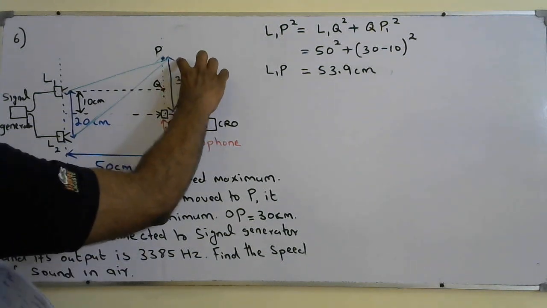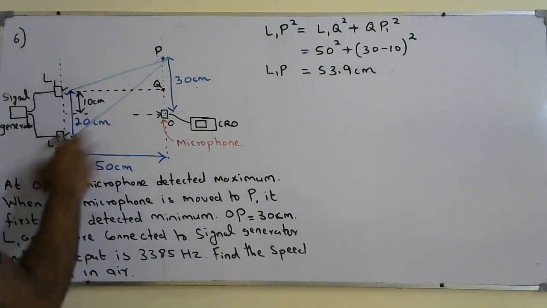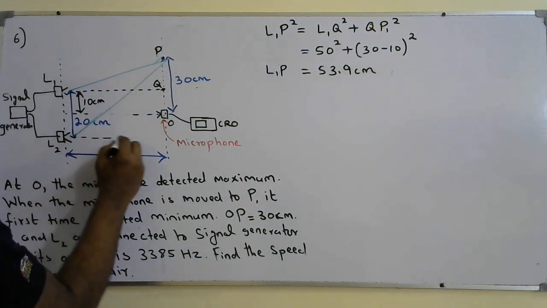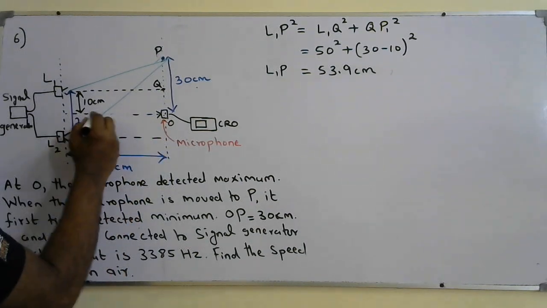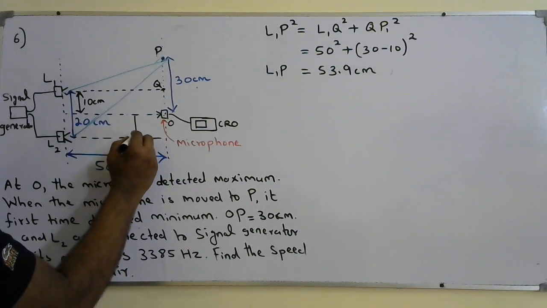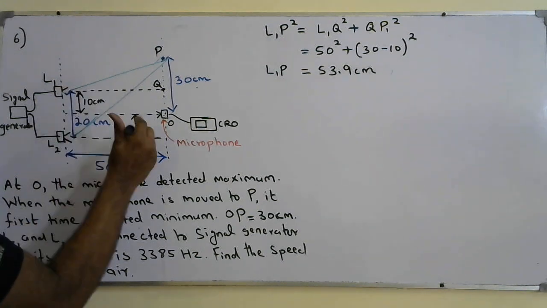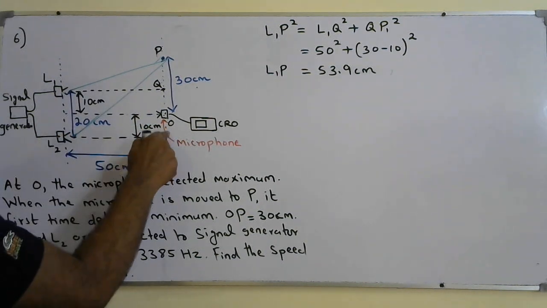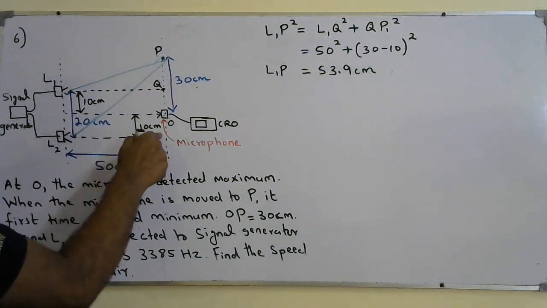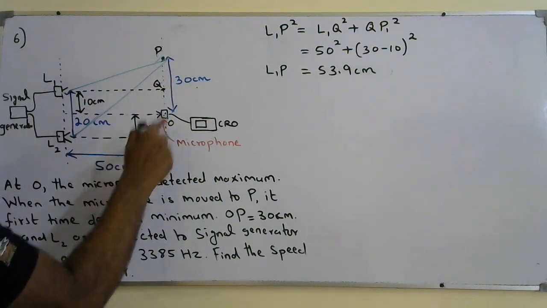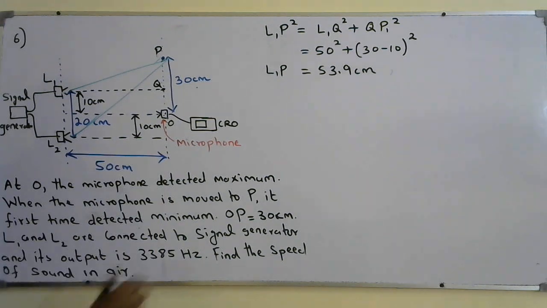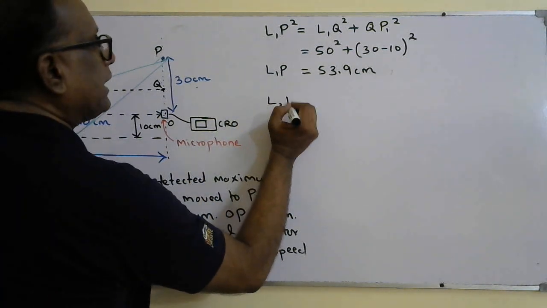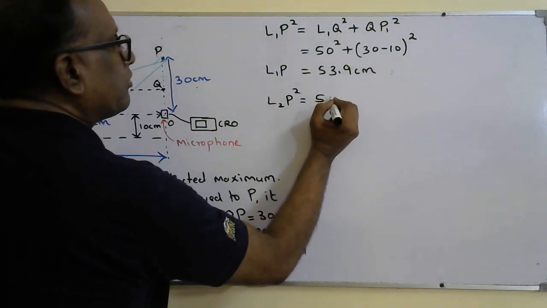So from here to here 30, this is 20, and here this is 50. From the center to this line, how much is this? Half of 20, that is 10 centimeter. So in this right angle triangle, I can use the Pythagoras theorem. This is 50 centimeter, and this is 30 plus 10, 40 centimeter. So L2P squared equals 50 squared.